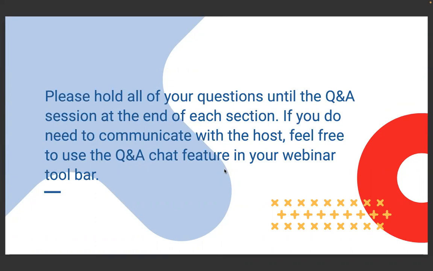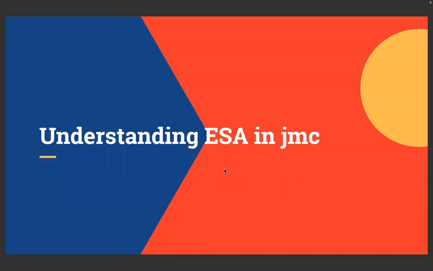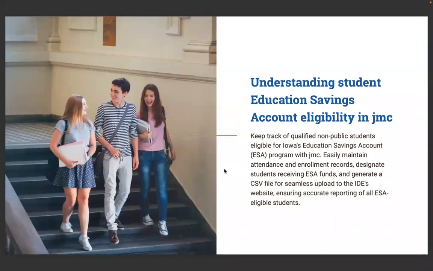If you have any questions along the way, please use that chat feature and we will answer as we go. To start off, understanding the high level of ESA and how JMC can interact with some of those pieces. Keeping track of qualified non-public students that are eligible for Iowa's Education Savings Account program with JMC is very easy to do.